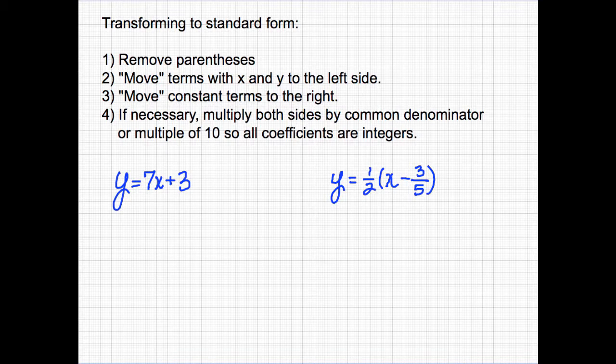In upcoming lessons, there are times when we're going to have to take an equation that is not written in standard form and write it in standard form. So we're going to see several examples of how to do that.